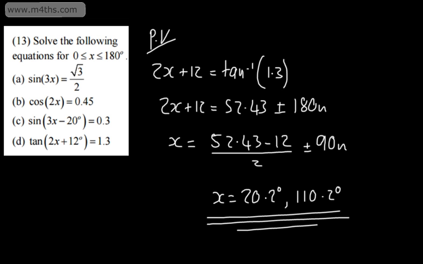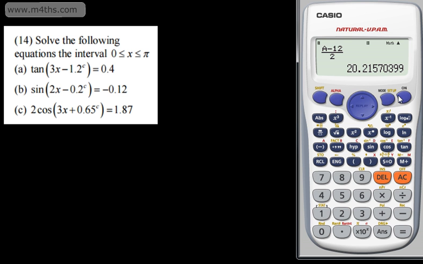Okay, let's go ahead and look at some others. We're asked to solve the following equations in the interval where x is between 0 and pi. So now we're working in radians. Most of these involve x. You might see theta, that's perfectly fine. X or theta or some other angle, it doesn't really matter. So first thing I'm going to do is go ahead and hit shift mode 4. Shift mode 4 puts me in radians.